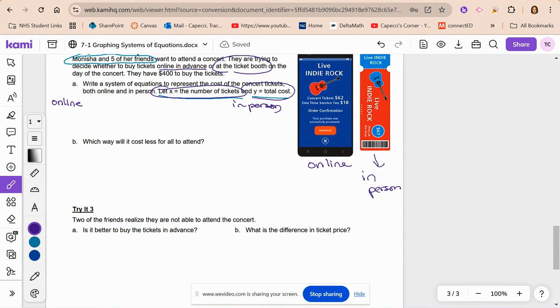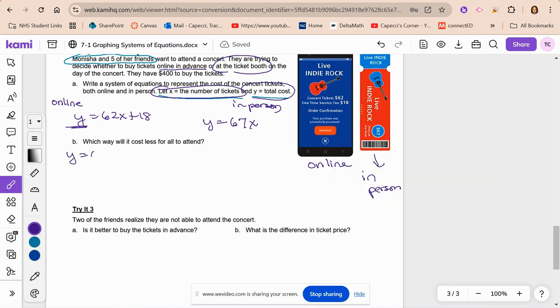Okay, so for online, those tickets are $62 each. So 62 times X, so that's the number of tickets. And right there, Y is our total cost. And there's also a one-time $18 fee. Right? When we're looking at in person, there is no fee, but they're going to be slightly higher. They're going to charge us $67 per ticket. Okay.